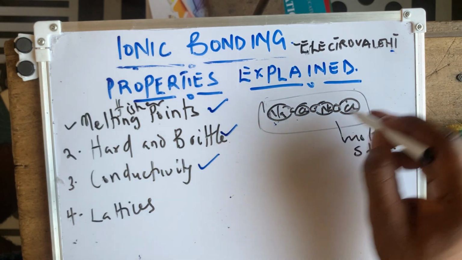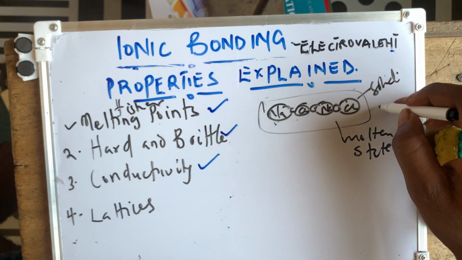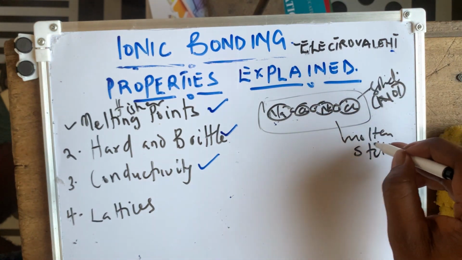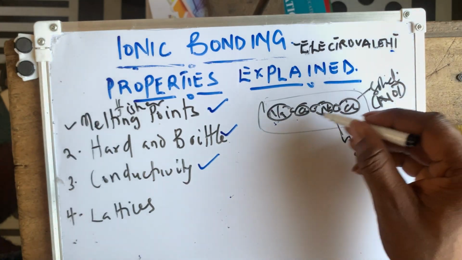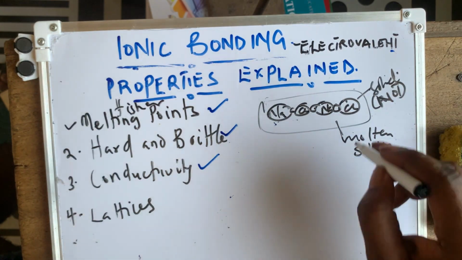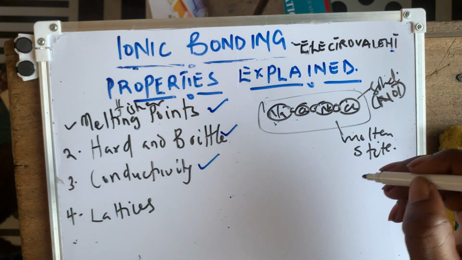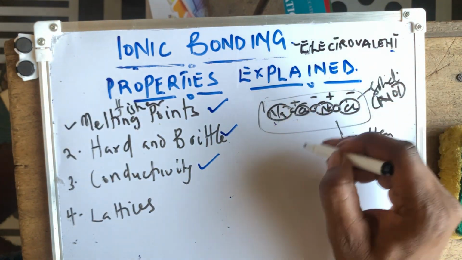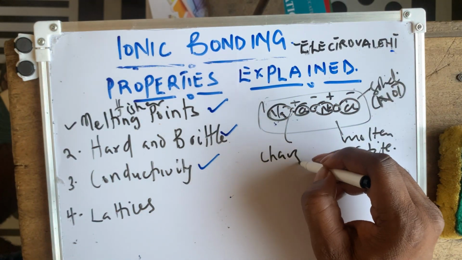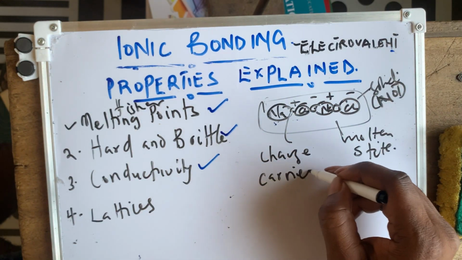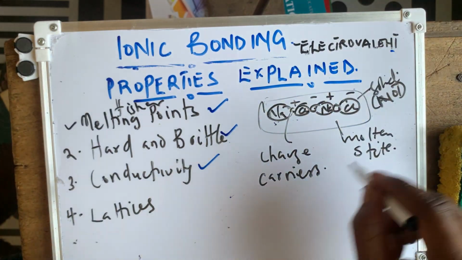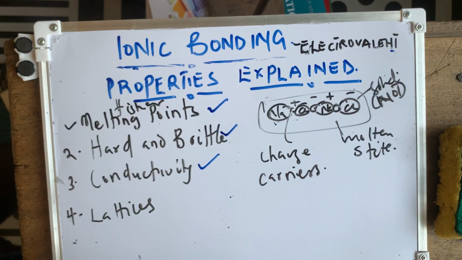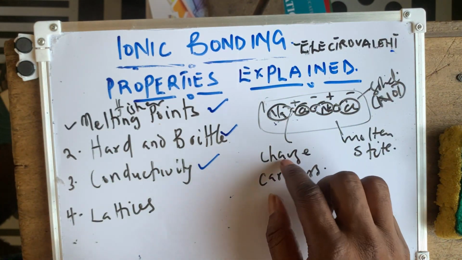Now, when they are in their solid state, they cannot conduct. But when they are in the molten state, or when you put an aqueous solution around them, they are good conductors of electricity. And this is due to the presence of the ions. The presence of the ions will act as charge carriers. When you put the ionic compound inside an aqueous solution, the ions over there will begin to act as charge carriers.